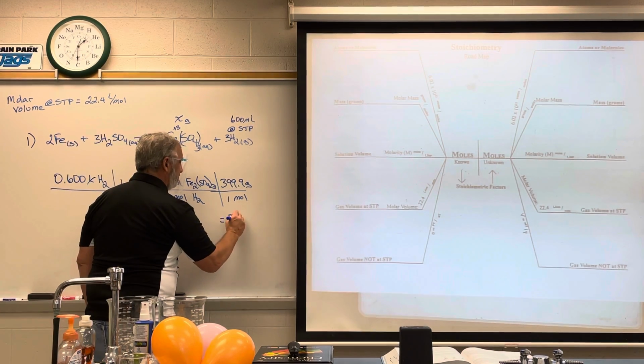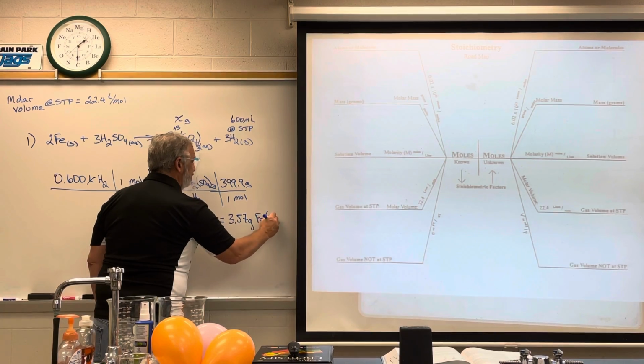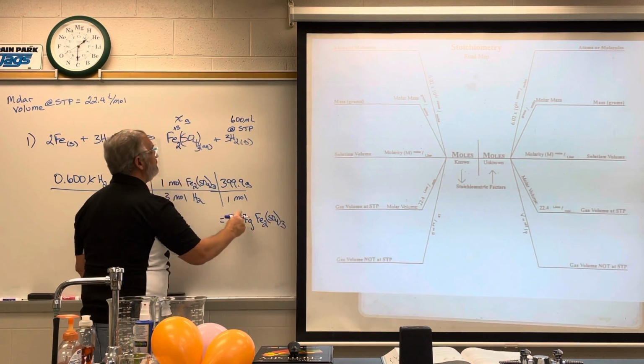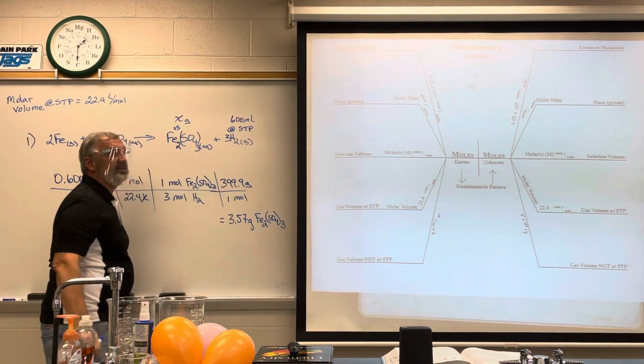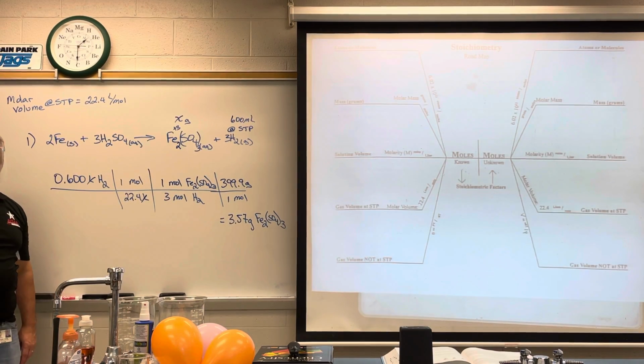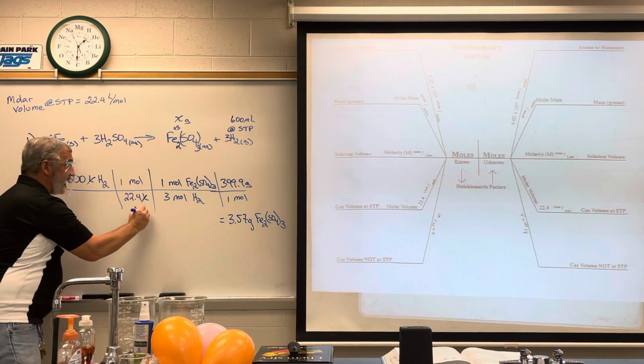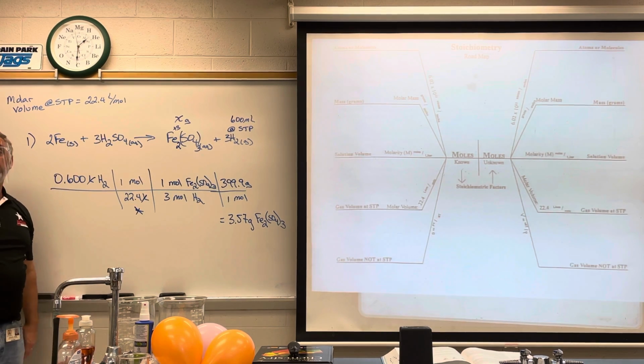So 3.57 grams of Fe2(SO4)3 can be expected to be made at the same time as 600 milliliters of hydrogen gas if it's collected at STP. What's the only thing that's different than any of the other stoichiometry problems we've done? The liter part. Just using that as my conversion factor instead of molar mass.